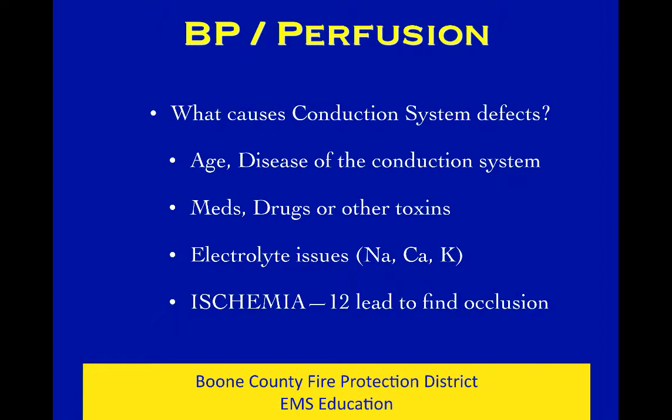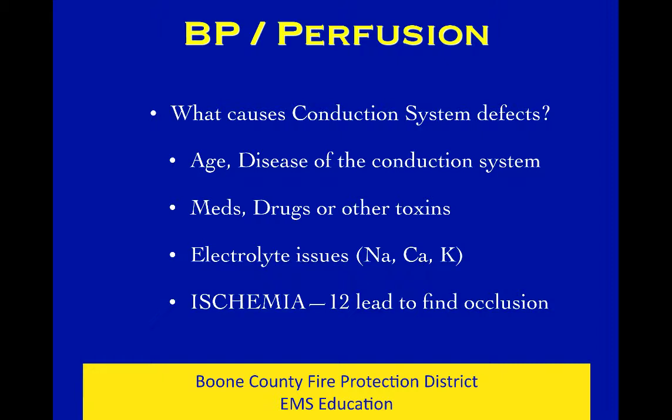Maybe the person is old and their cardiac conduction system is just wearing out. Maybe there's a disease in the cardiac conduction system, so age and disease are 2. It could be medications that have caused the conduction system to slow, negative dromotropes, or a parasympathetic agonist or something that's caused their conduction system to be too slow. It could also be drugs, street drugs, or other toxins. It could just be an electrolyte problem. Maybe their sodium's not right, their calcium's not right, the potassium levels are high or low. But it could also be ischemia, and we put that in capital letters to remind you.